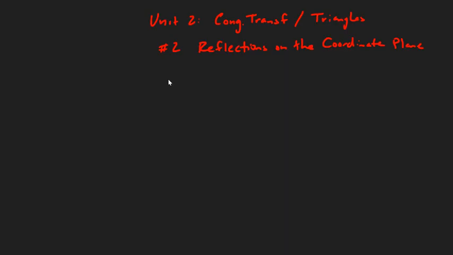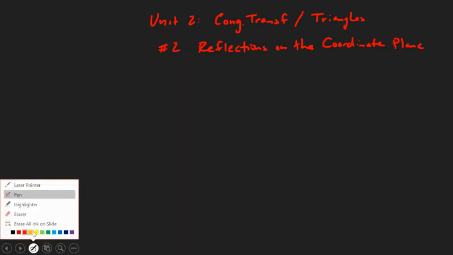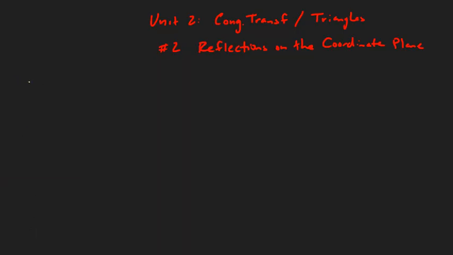In the last videos, we talked about the different congruence transformations, the different rigid motions: reflections, translations, rotations. So now let's focus on how we can perform them on the coordinate plane. On the coordinate plane, you're going to see 3 common reflections. The first reflection is across the x-axis.